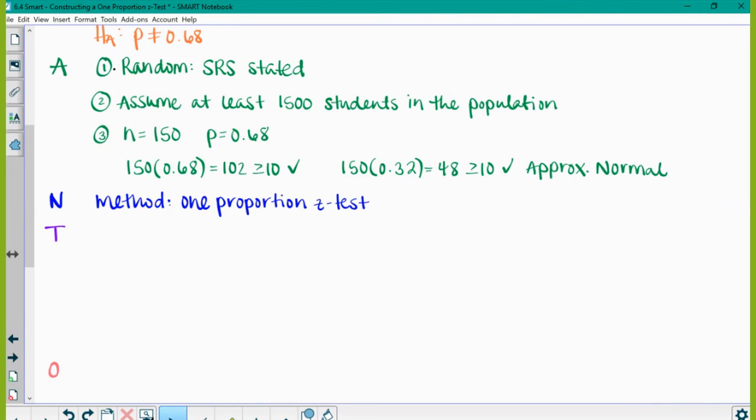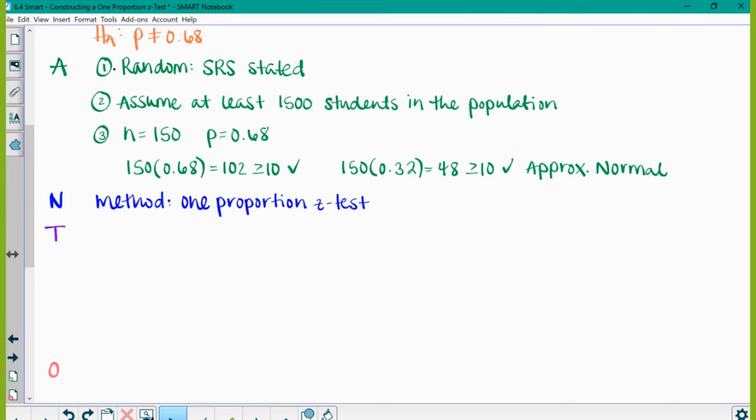If it doesn't say something like that, then yes, you should go through and check the random, 10%, and success/fail conditions. But don't be like, I don't know, maybe they're lying, and check them anyway, which is fine. It's just going to take a little more time than they probably intended.